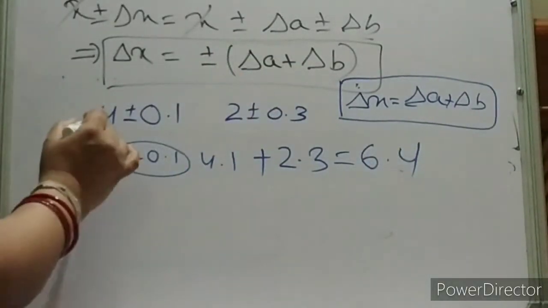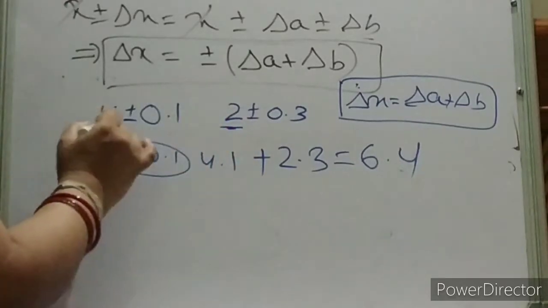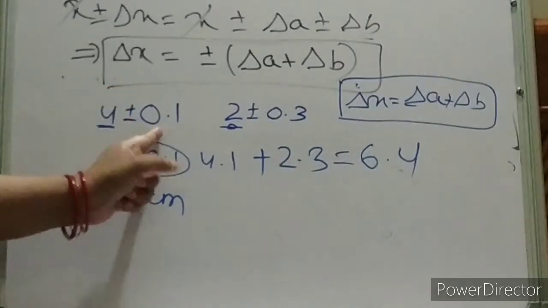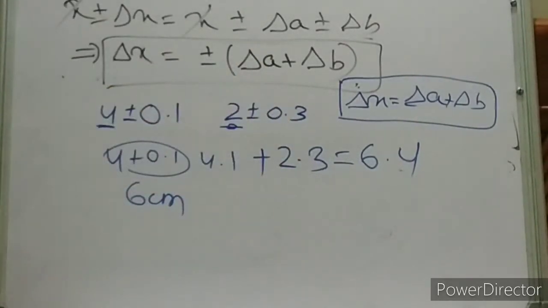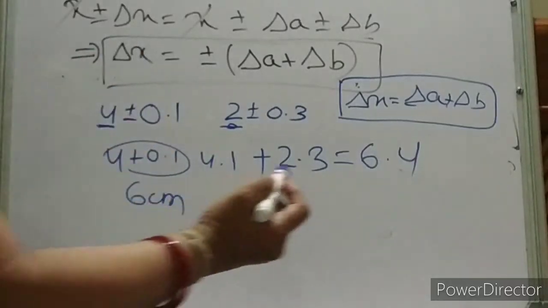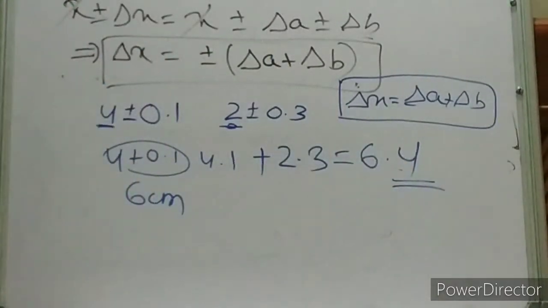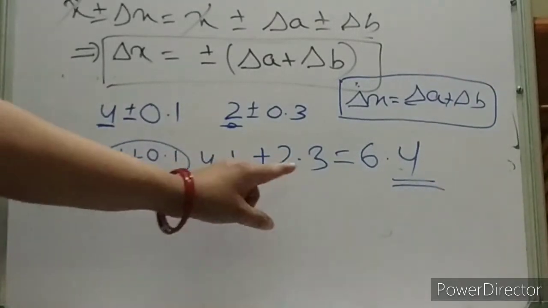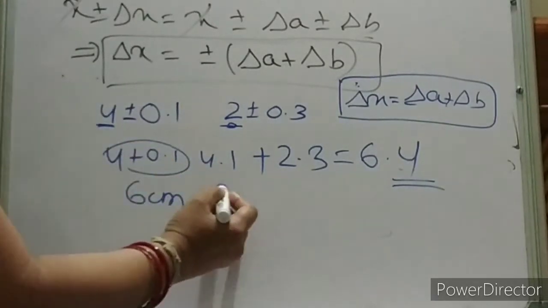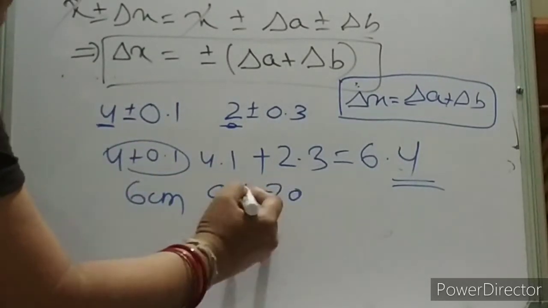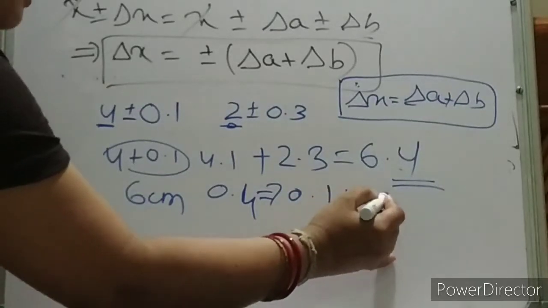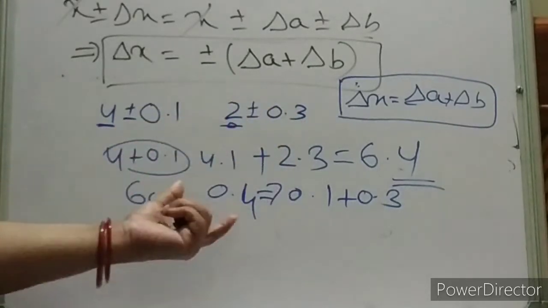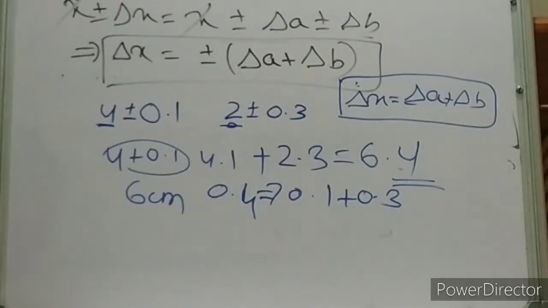See children, what is the actual addition of the values? 4 plus 2, 6 centimeter. This is your actual measurement. But here there is some error. And what is your maximum possible error? This is 0.4. See, the actual measurement is 6 and the maximum error is 0.4. How to get it? That is simply 0.1 plus 0.3. This is your maximum error in that measurement.